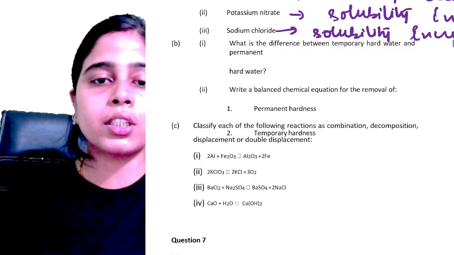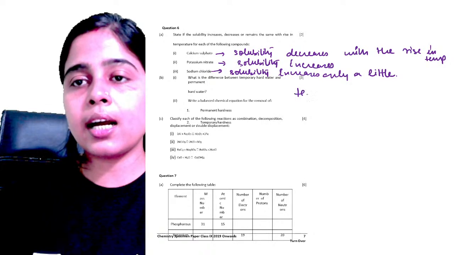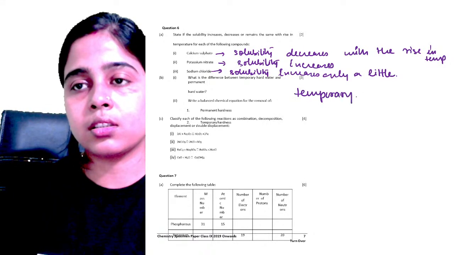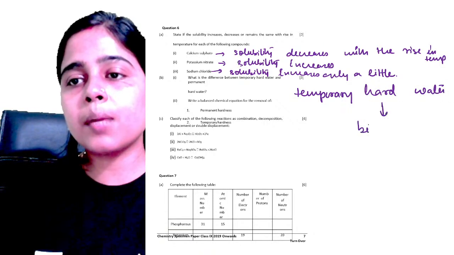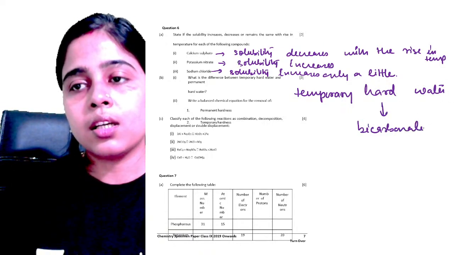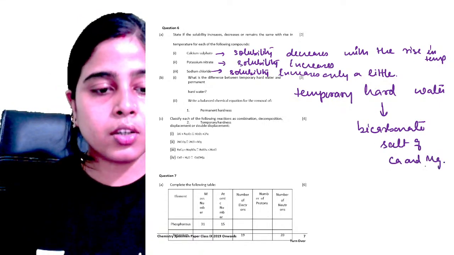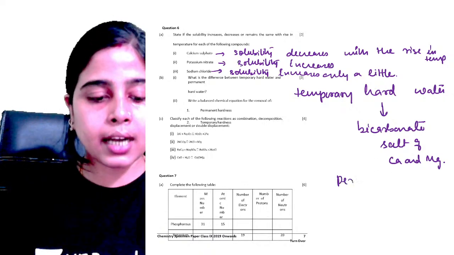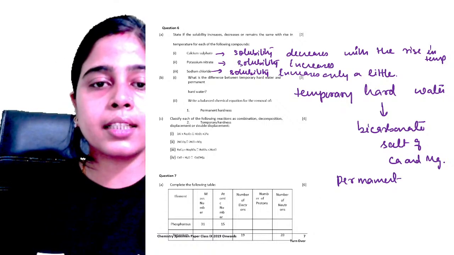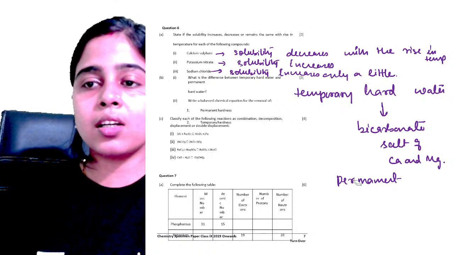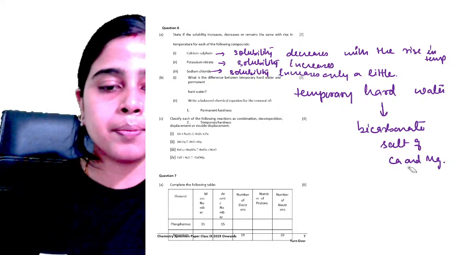Okay, temporary hard water, let me write the answer for you. So your temporary hard water, okay, it contains the bicarbonate salt of calcium and magnesium. Okay, and your permanent hard water will contain your sulfates and chlorides. Okay, sulfates and chlorides of your calcium and magnesium.